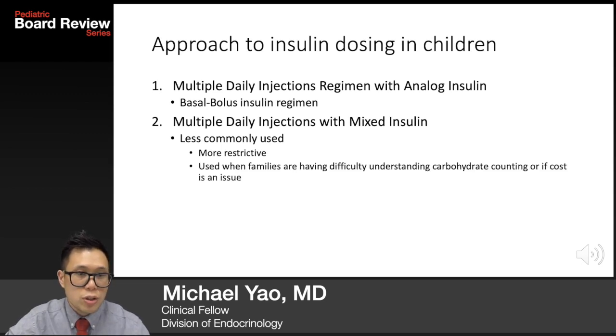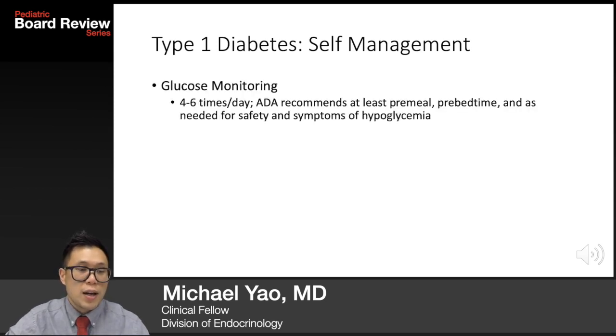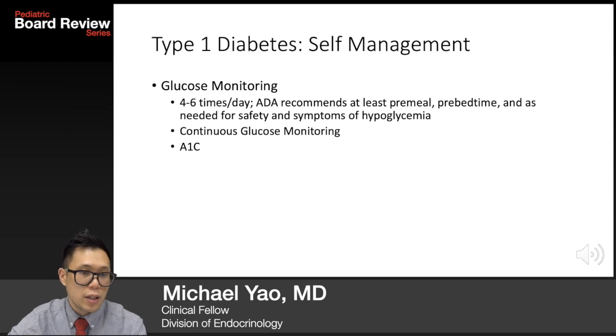The second approach to insulin dosing in children with type 1 diabetes is multiple daily injections with mixed insulin. This is less commonly used, primarily because it's more restrictive, in that they have strict carbohydrates they need to eat throughout the day, so they have to have regular meals. But it is effective in families who have difficulty understanding carbohydrate counting, or if analog insulin cost is an issue for them. This is another option that could be used.